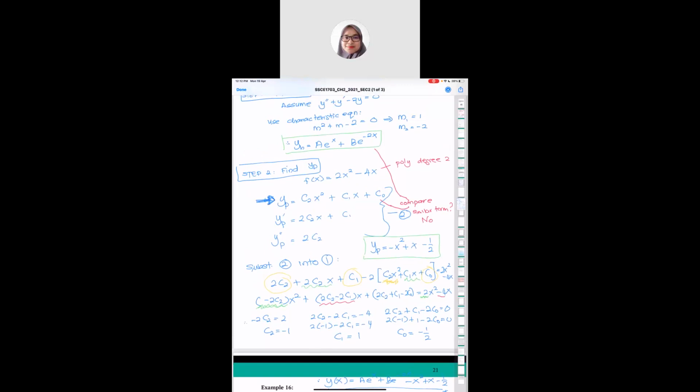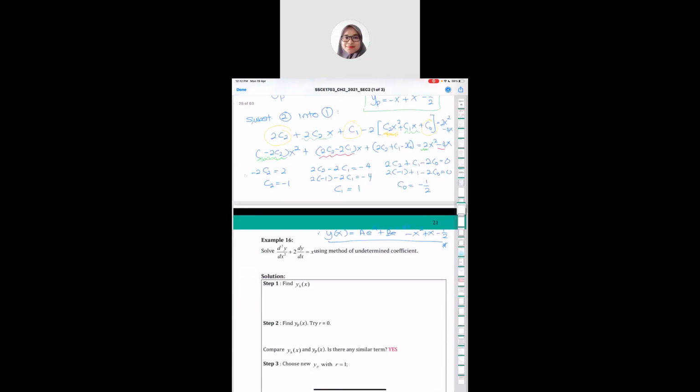Okay, so setakat ni, okay, ada soalan nak tanya? Anyone, ada apa-apa soalan nak tanya? Ada yang tak faham? Semua faham? Semua jelas? Okay, good. Now, kita try the second example.